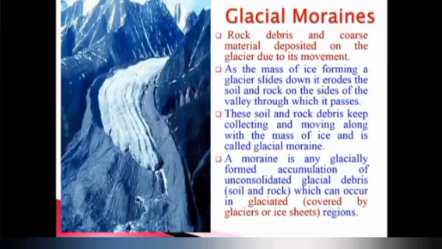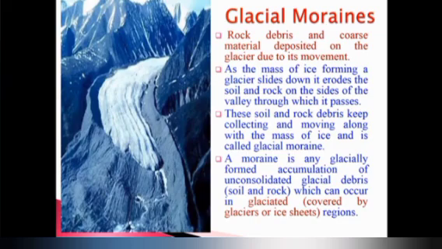Next, we are going to learn about glacial moraines. First, we have to know what is meant by glacial moraines. Glacial moraines means rock debris. Debris means waste and coarse material deposited on the glacier due to its movement.